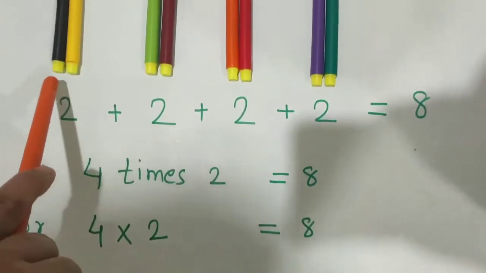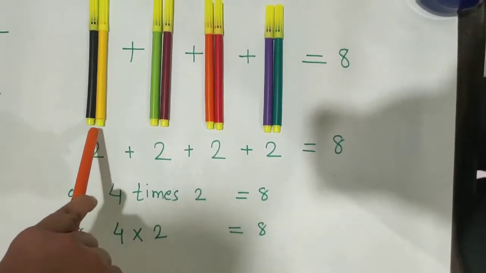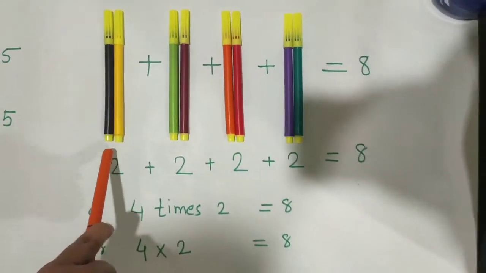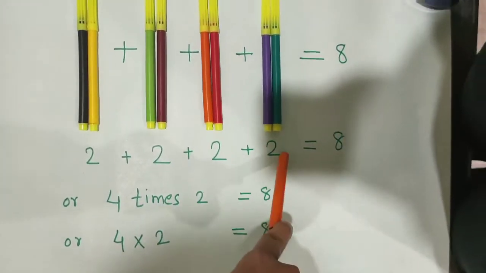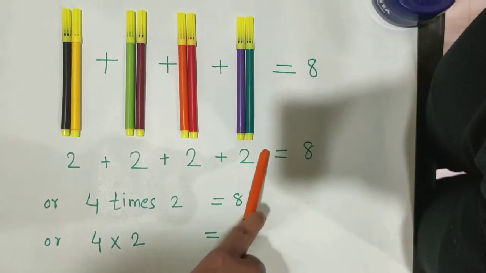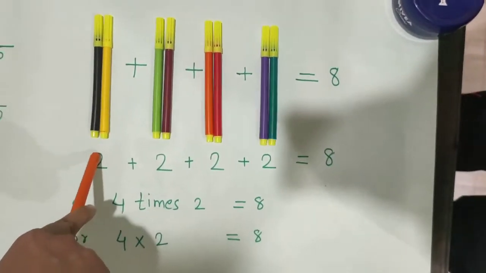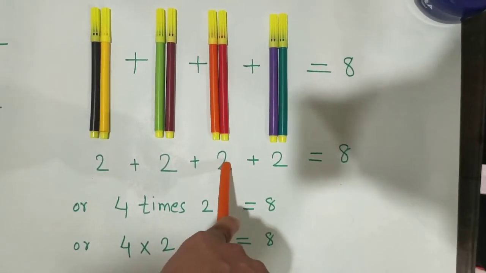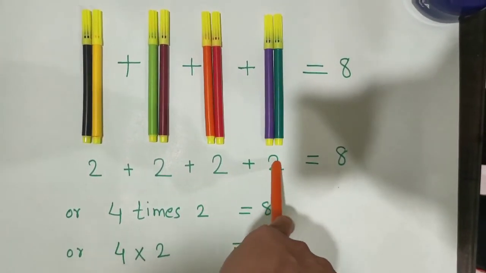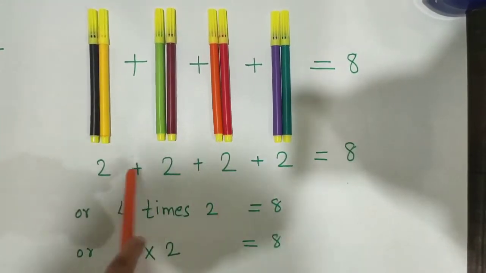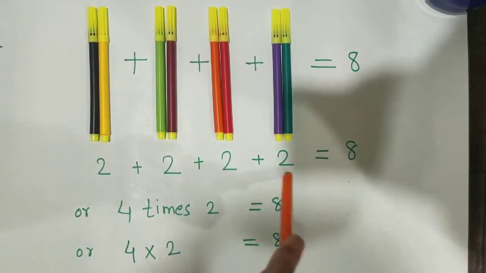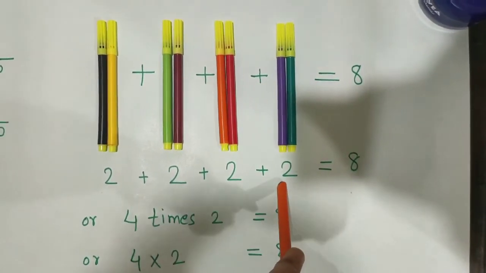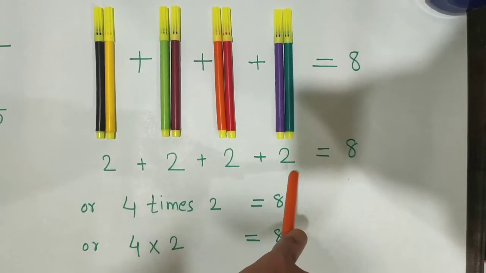Okay, but suppose instead of 2 sketch pens, I use 6 sketch pens in each set, 4 sets of 6 sketch pens. First set 6 plus second set of 6 plus third set of 6 plus fourth set of 6. Then adding 6 plus 6 plus 6, it is a very lengthy process. It's a very lengthy process to add this many numbers.